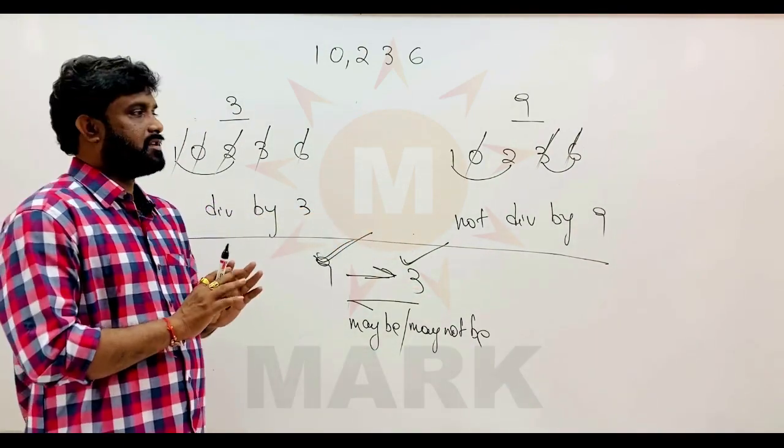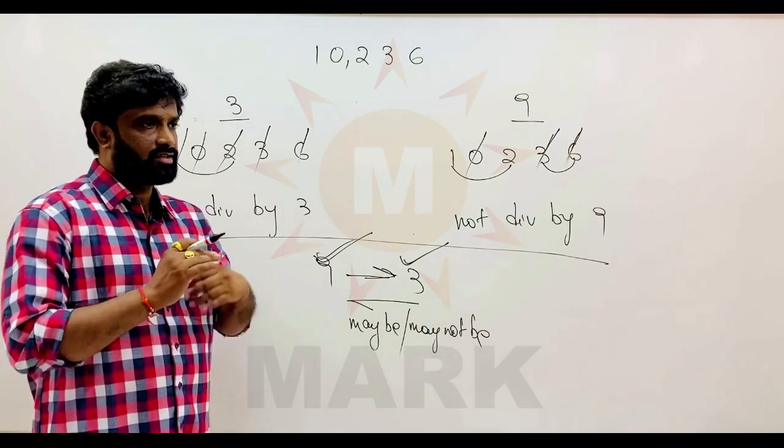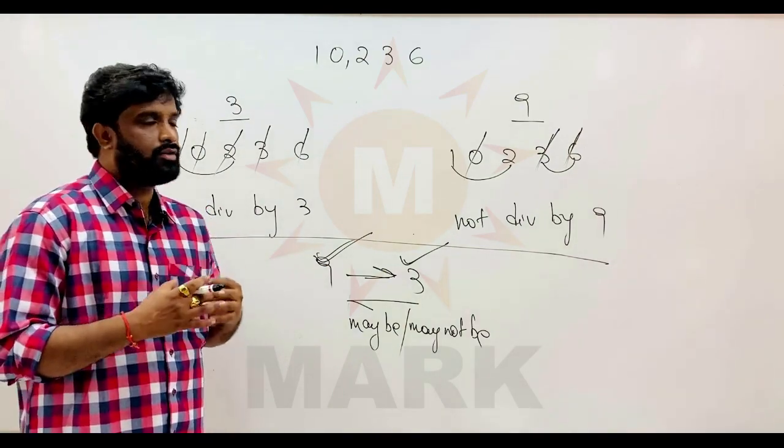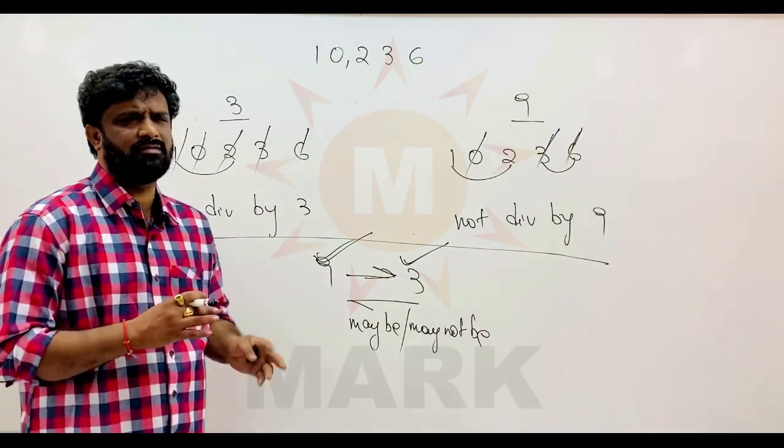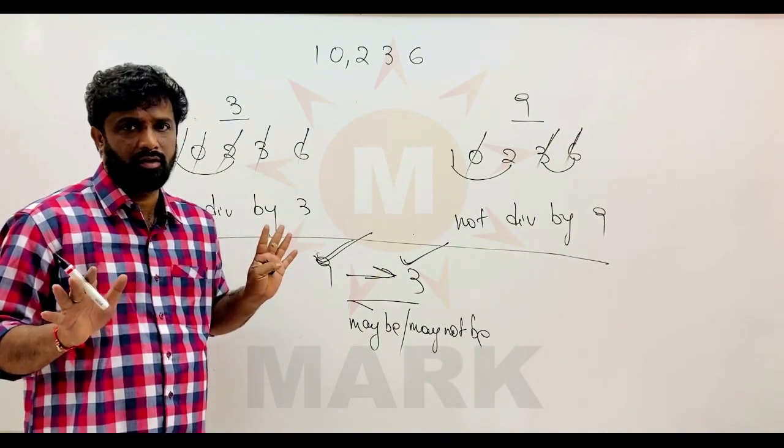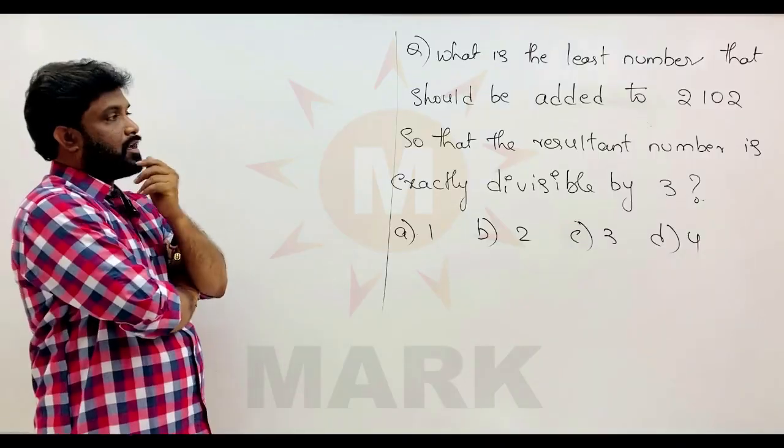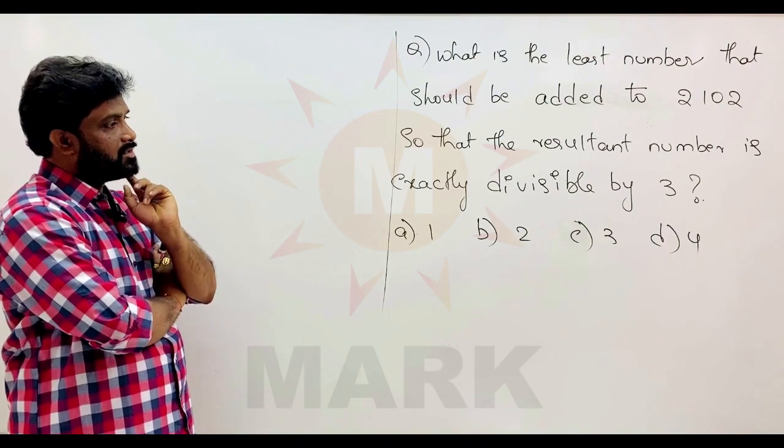Okay, so these are the most important. The cancellation method, and the sum of the digits method, which you already know. I just wanted to tell you this cancellation method, which is highly useful in competitive exams. Friends, now we will see a question based on the divisibility rule of 3.